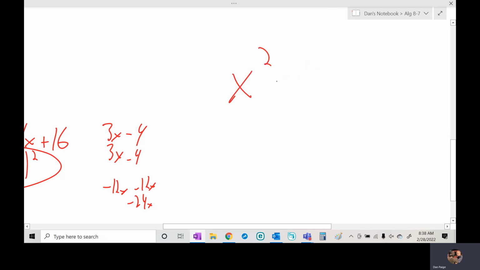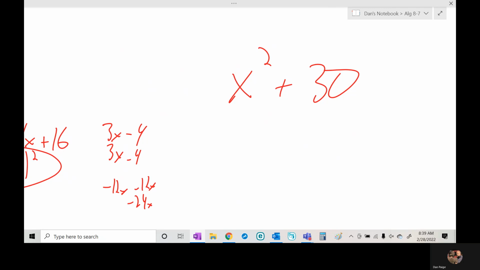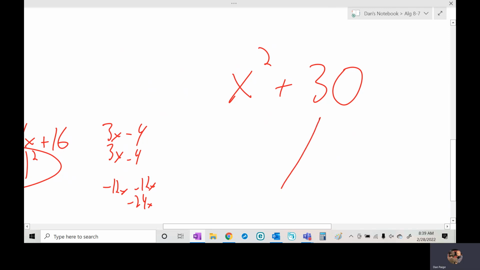Is this a difference of squares? Is that a difference of squares? That is not a difference of squares. There's many reasons why it's not a difference of squares. Is 30 a perfect square? No. You should know that's not a difference of squares. Here, I'll try another one. I'll put it up there. You should tell me, is it a difference of squares or not?